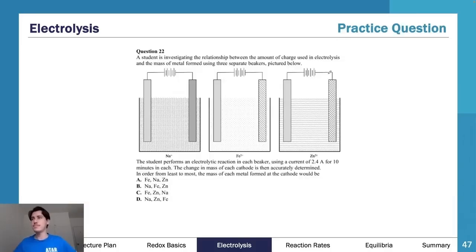Very good. All right, so another practice question. I think the best way to learn electrolysis is to continue doing practice questions. I find this is probably the strongest and best way you can go about this stuff. So it says here a student is investigating the relationship between the amount of charge used in electrolysis and the mass of metal formed using 3 beakers. And it says the student performs an electrolytic reaction and you've got these things here. But how do I determine what is going on here?